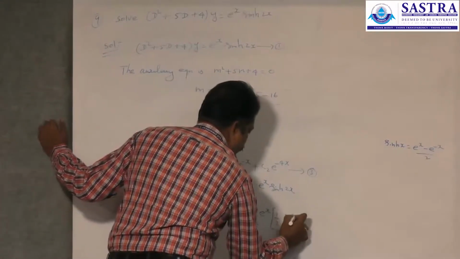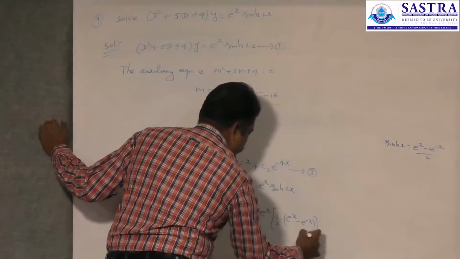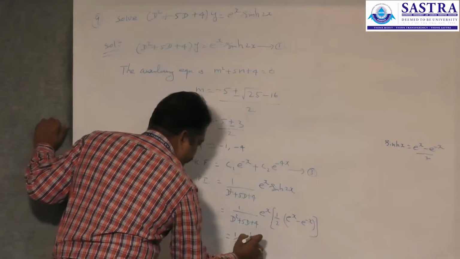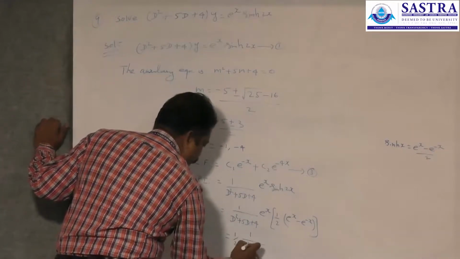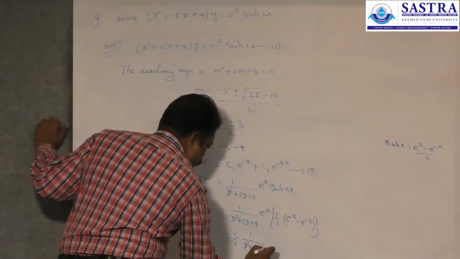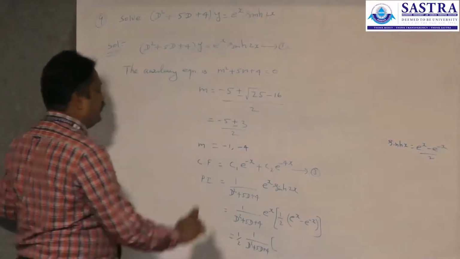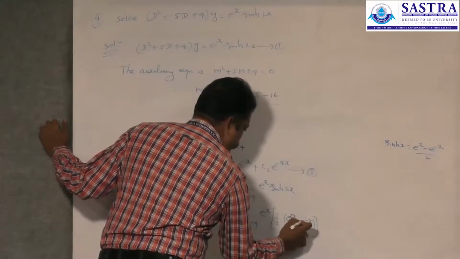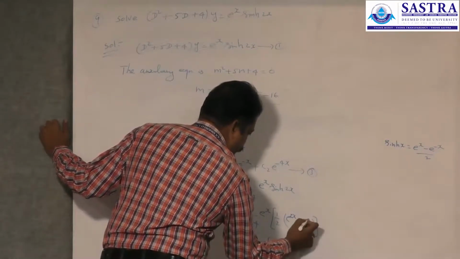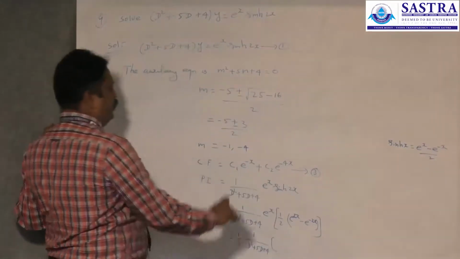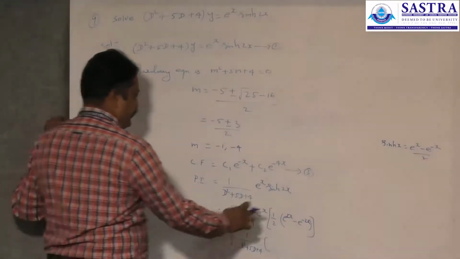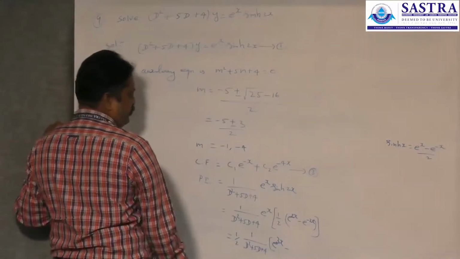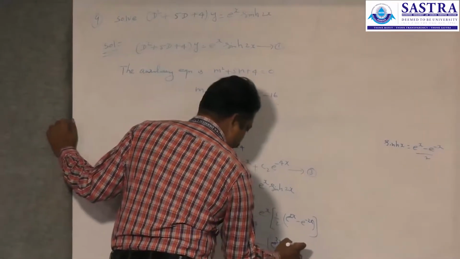e power 2x minus e power minus 2x, which is equal to, this 1 by 2 is a constant, it can be taken out of the operator, 1 by D square plus 5D plus 4. Just take e power x inside. Sorry, this is sinh 2x, so it should be e power 2x, e power minus 2x. You take e power x inside, e power x into e power 2x is e power 3x minus e power x into e power minus 2x is e power minus x.